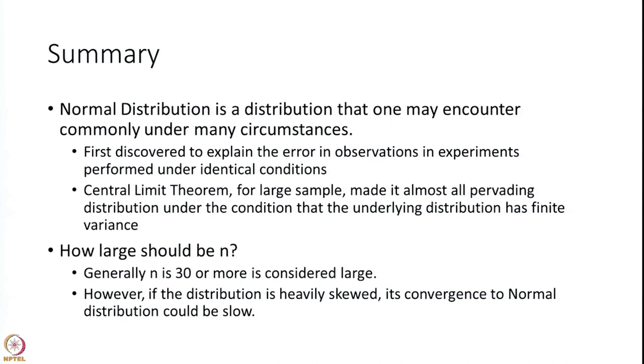But if your distribution is heavily skewed, in that case convergence to the distribution could be slow and you may need a very large number of samples. So at that time 30 may not be large enough; it may go even further to something like 50, 75, 100. You have to find out how fast it converges.